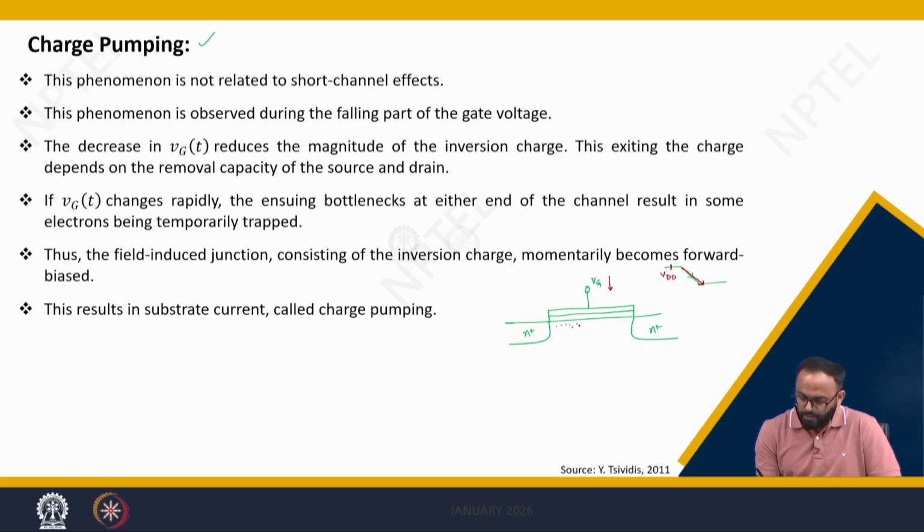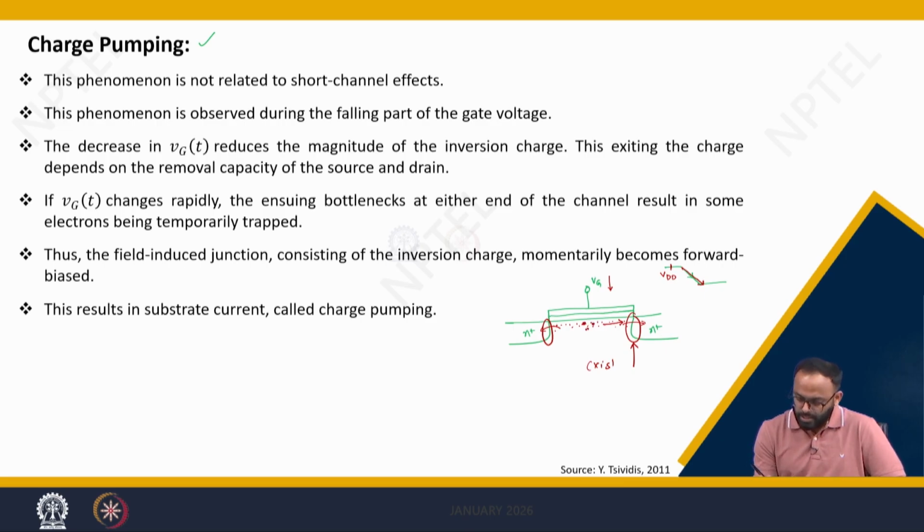The inversion charge which was earlier present needs to go out from the channel, and ultimately these charges will go out either from the drain or from the source. The removal of these charges from the channel through the source or drain completely depends on the removing capacity of the source and drain. Hence the change in VG, which is changing rapidly, shows bottlenecks at either end of the channel, which results in some charges or electrons being trapped.